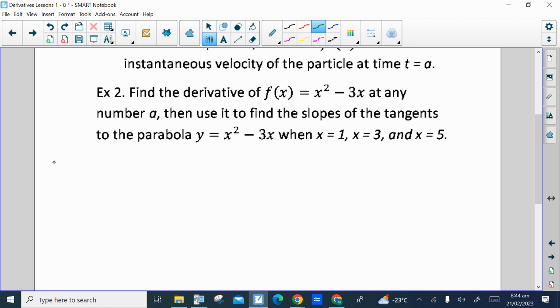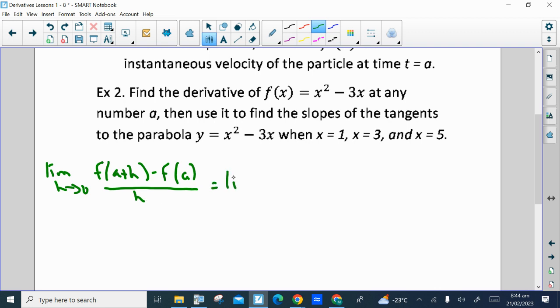So you notice the difference between this one and the previous one. The previous one, we wanted to find the value of the derivative at a certain value of x. In this case here, we don't want to use a certain value of x. We're not at first. So we're going to come up with a general derivative. So again, the general derivative can be found by using that limit formula, the limit as h approaches 0. And now the first part is f of a plus h minus f of a all over h. So this will be the limit as h approaches 0.